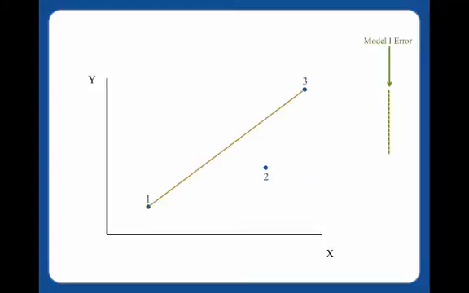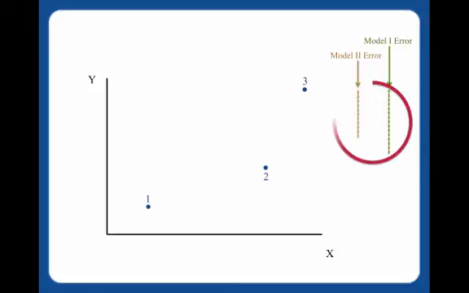A different model arises if we choose point 1 and 3 and create a second line. Using this model, we can guess the value of point 2. Again, the second model does not exactly fit our data. In this case, the largest error in the second model is less than the largest error in the first model.